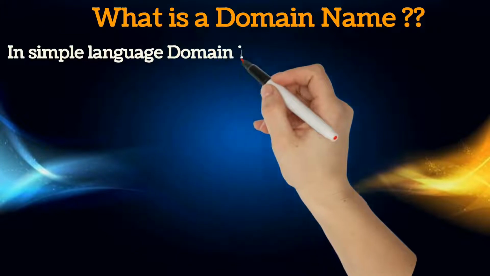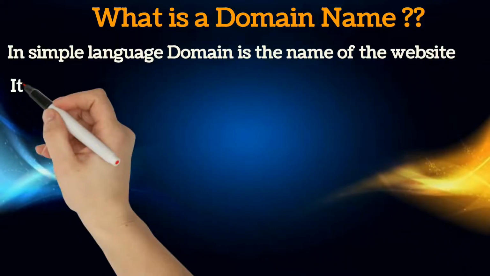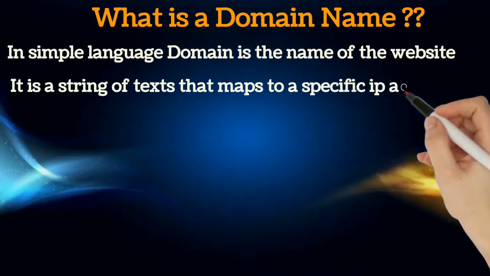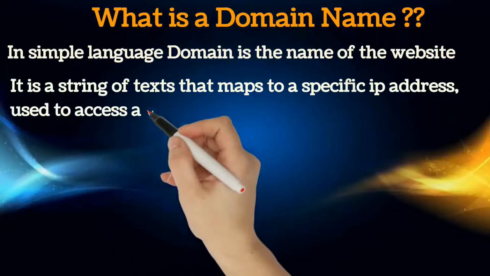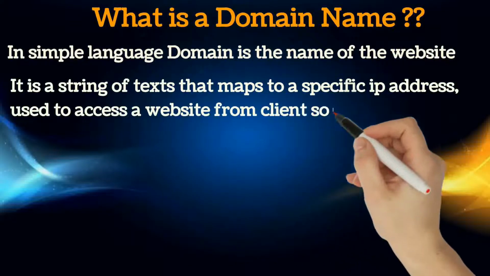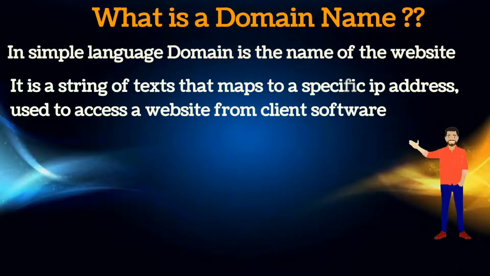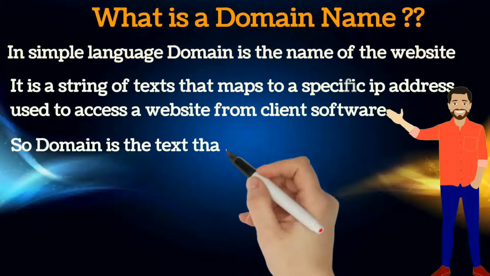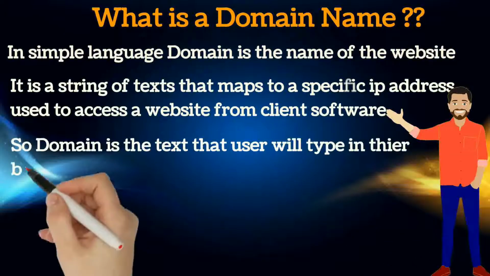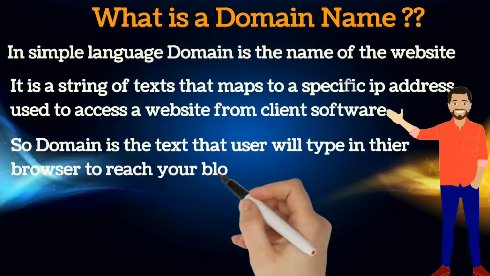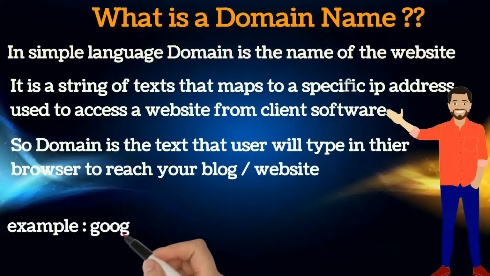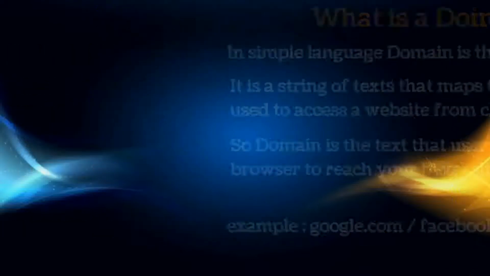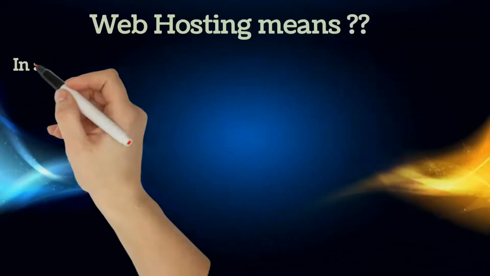Now, what is a domain? In simple language, domain is the name of the website. It is a string of text that maps to a specific IP address used to access a website from a client software. So domain is the text that the user will type in their browser to reach your blog or a website. For example, google.com, facebook.com or myblog.com. Anything.